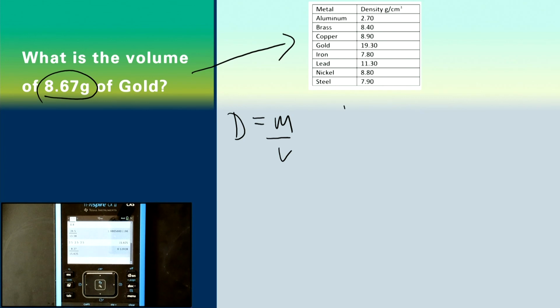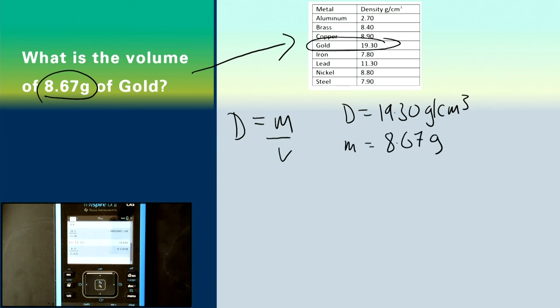So my density of gold is 19.30 grams per centimeter cubed. So here it is. My mass is equal to 8.67 grams. My volume is, I don't know what that is. So you can do this 2 ways. You can go ahead and plug these numbers into the formula as it is and then solve for the unknown, which is V.